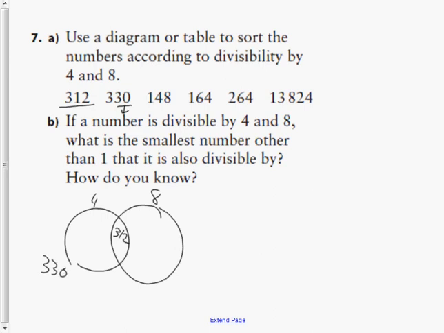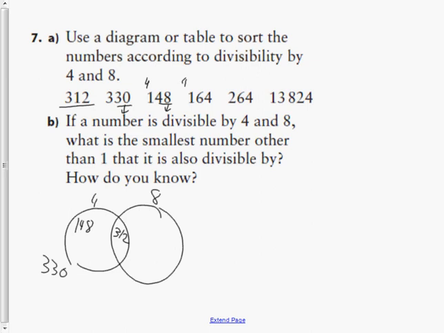And 148, check for divisibility by 2, 4, and 8. Yep, it's divisible by 4. Half of 148 is 74. That's half of it. Divide that by 2 again, I get 37. I can't do it one more time. I can only do it 2 times. So it's not divisible by 8. So therefore, 148 is only divisible by 4 and goes in there.